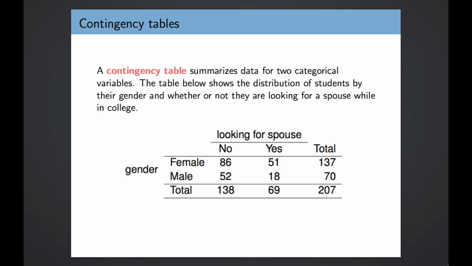If you have categorical data, a contingency table is a nice way to get a snapshot of that data, especially if the two categorical variables that you're looking at are ones that you're interested in finding a relationship between. So we could use a contingency table as sort of a first cut at asking a question about whether female students are more likely to be looking for a spouse in college than male students. We will look at another contingency table a little bit later in this lecture and talk a little bit more about what contingency tables can tell us about the relationships between our variables. But before we do that, let's go ahead and look at some graphical representations of categorical data.